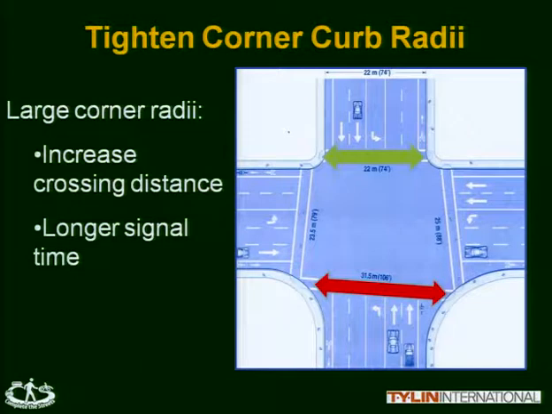I need to have more signal time for the pedestrians, so there's less time for the cars. So when I tighten up the radii, the pedestrian is in the street for a shorter period of time, and I get more cars, because I don't have to give as much time to pedestrians. Another one of those traffic engineering magic things, same magic applied to an intersection.